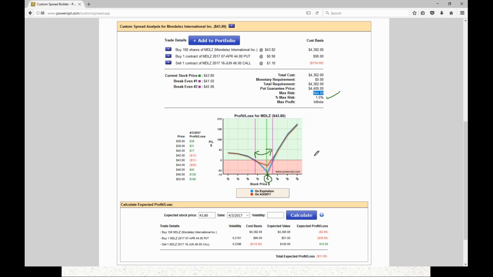Now, what happens in the first 14 days? If Mondelez does not move in my desired direction, because I didn't do this around an earnings play, and in the first 14 days Mondelez is still right around 43.80 or 44.20. Let's say it's at 44.20. My call expires worthless, or rather, I have to think in reverse when I'm talking about a reverse collar. Our put expires worthless in this case. So the stock's at 44.20, the put expires worthless.